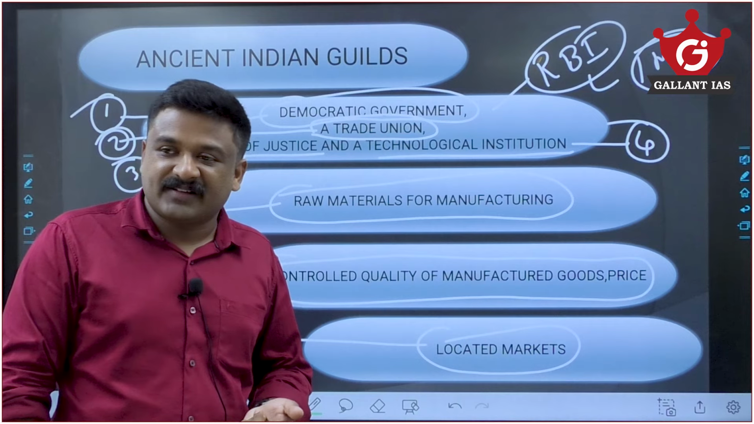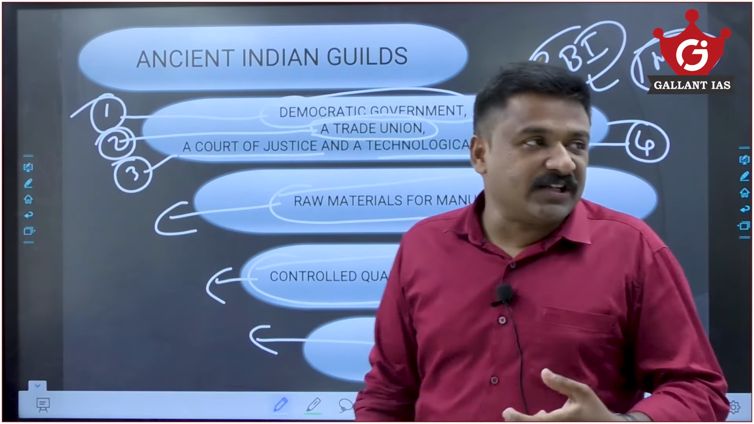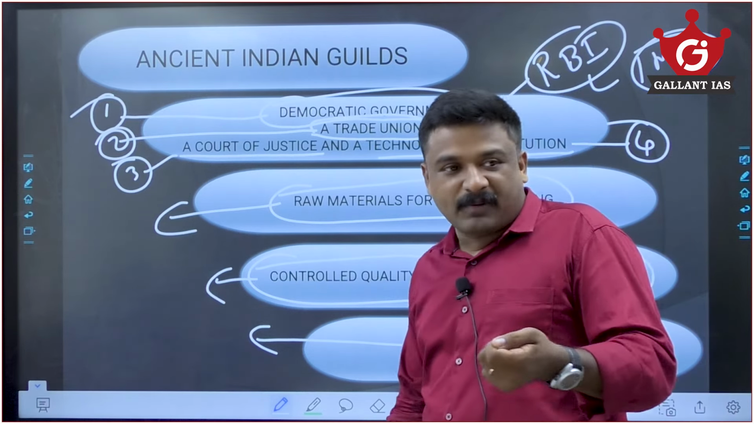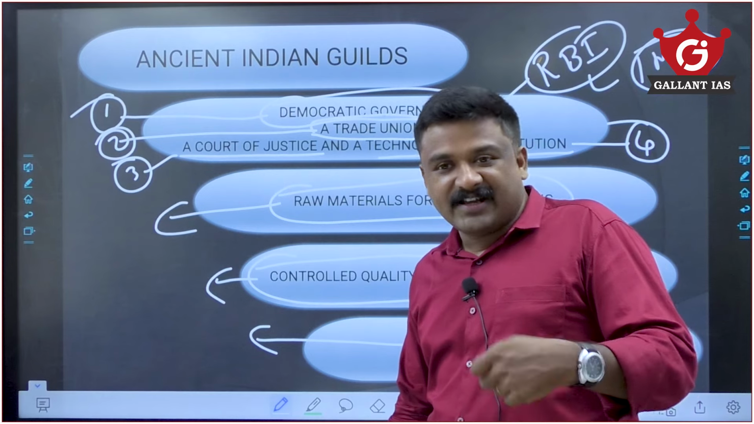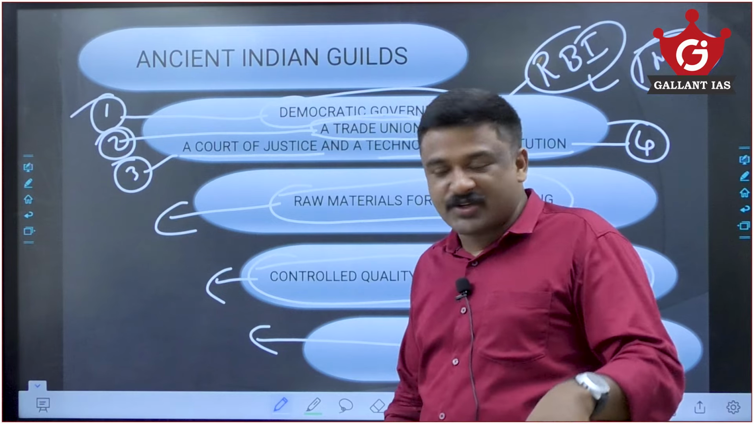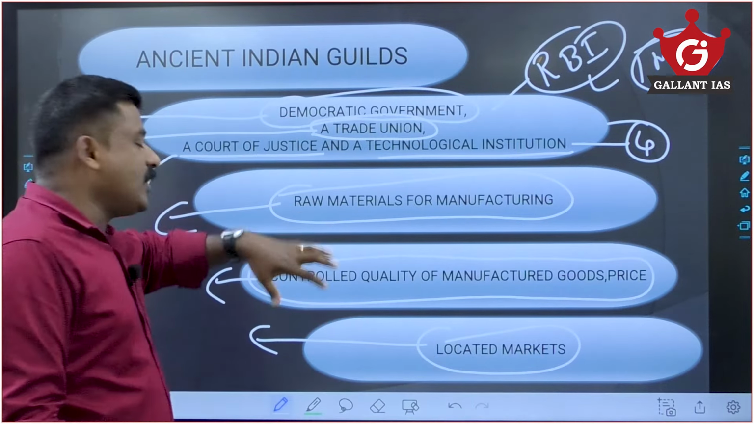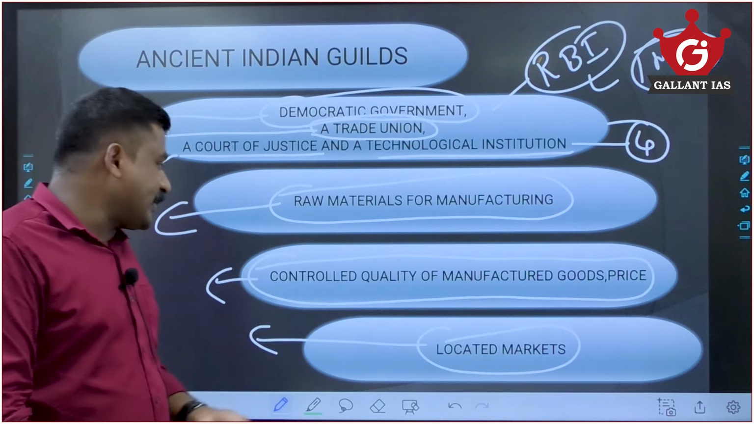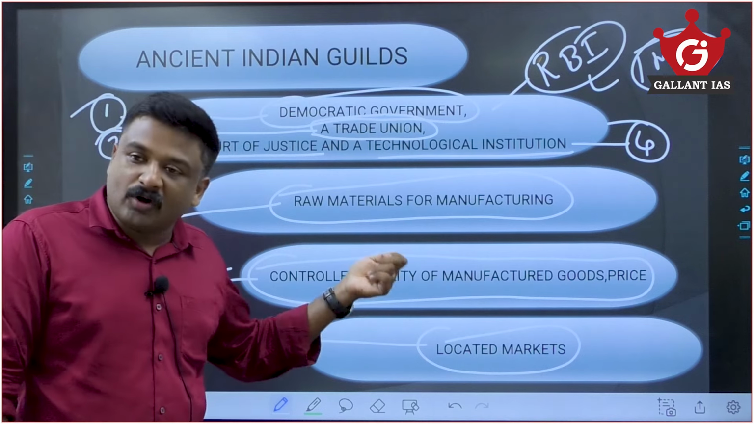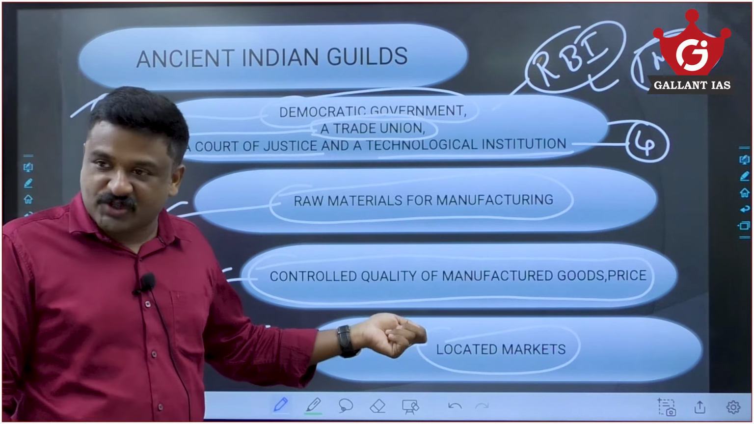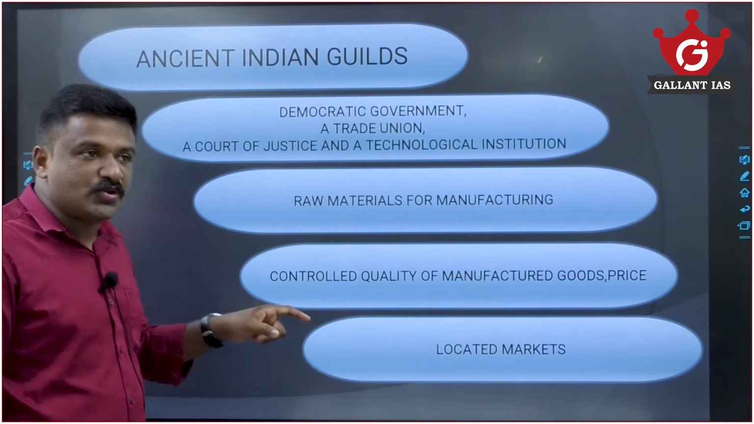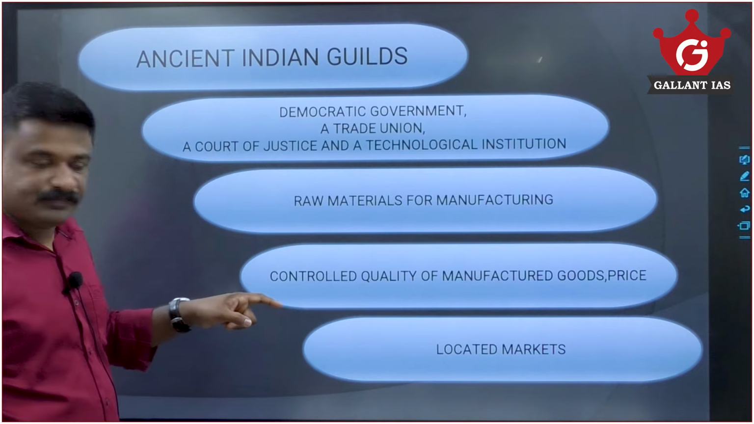What? These are functions played by, or functions done by? You tell me. Guilds or Shrenis, they are Shrenis or guilds. Take care. They will fix the quality of the raw material for manufacturing. They will fix the prices for these manufactured goods, and they will locate the markets for selling the products. Okay, again you say, may I change this?